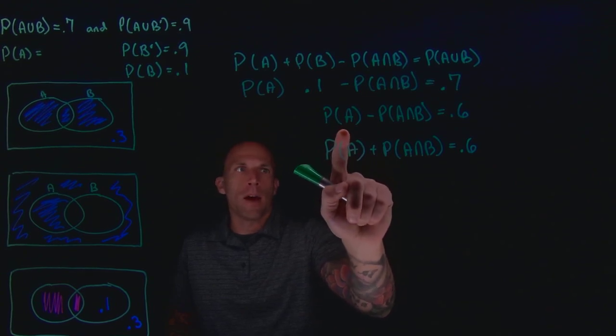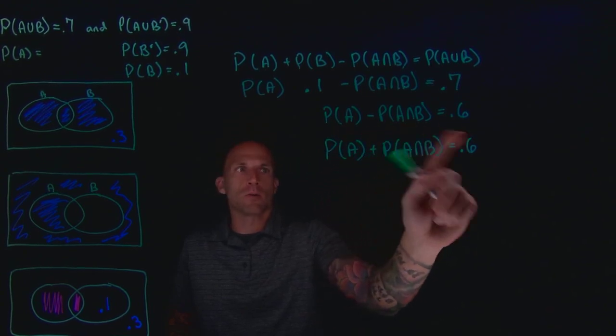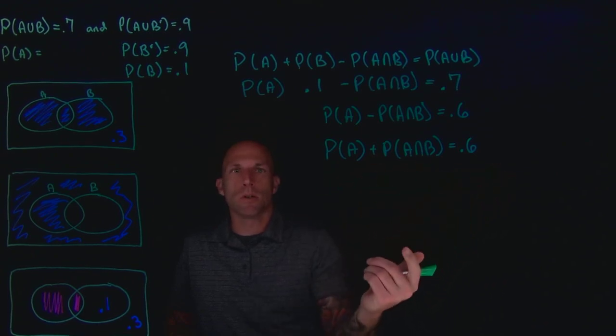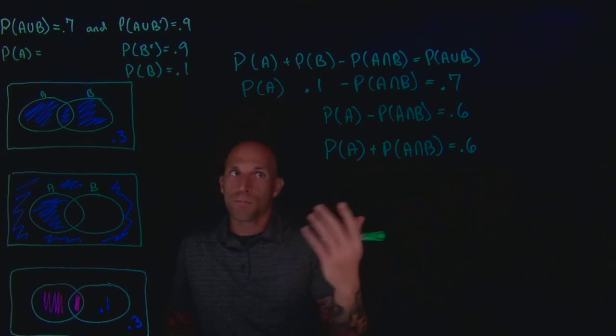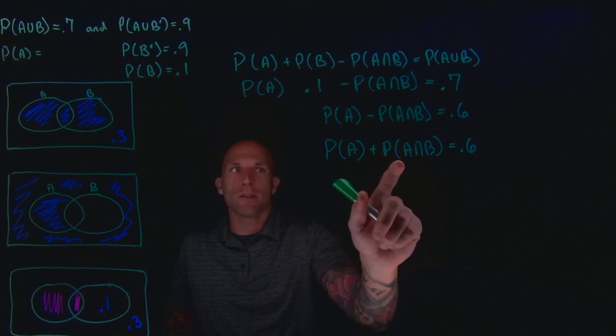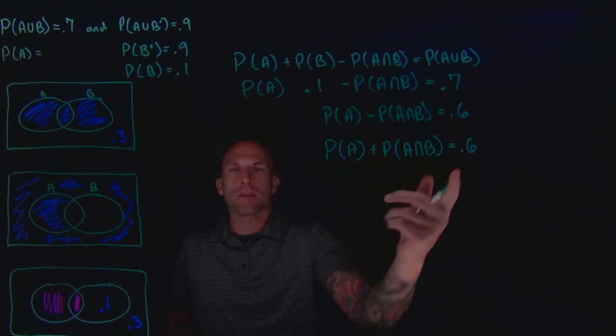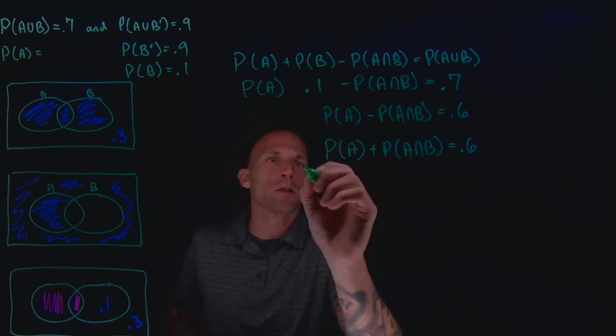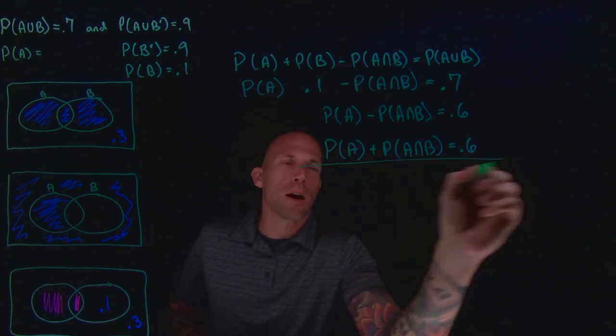So I have the probability of A minus the intersection equals 0.6. The probability of A plus the intersection equals 0.6. If I have a thing and I take something away, or I add that same thing that I'm taking away and I get the same value, this thing has got to be 0. These are mutually exclusive events. And you can kind of prove it to yourself.